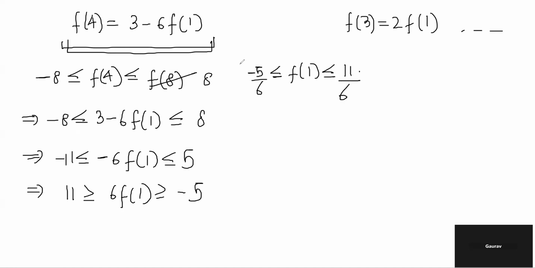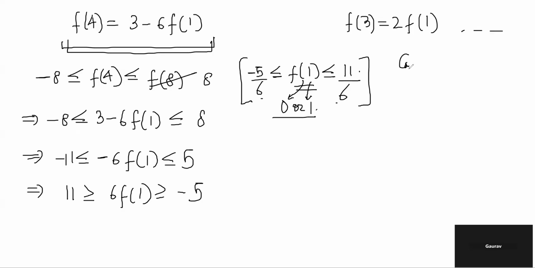Like this. And you are getting f of 1 is between -5 by 6 and up to 11 by 6, right? But isn't f of 1 supposed to be an integer? Yes, sir, it should be an integer. So f of 1, the only integers between these two are 0 or 1, right?